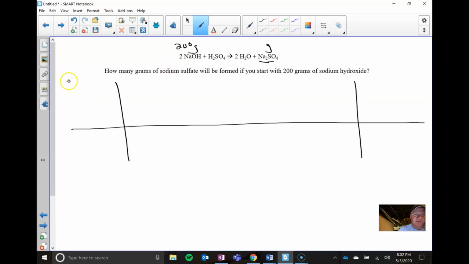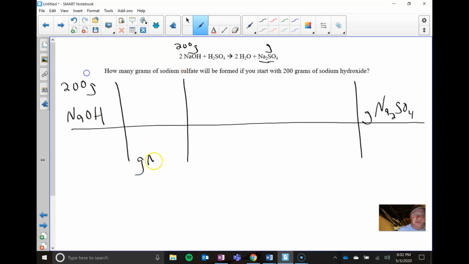What are we given? We're given 200 grams of sodium hydroxide. What are we asked to find? We need grams of Na2SO4, sodium sulfate. Okay, so now we start our journey. We are in grams of sodium hydroxide, so we know that initially we want to get away from that unit, so we're going to put it down here so it'll cancel. And remember, one of these steps, we've got to get to a step where we're converting moles of what we started with to moles of what we're moving toward.